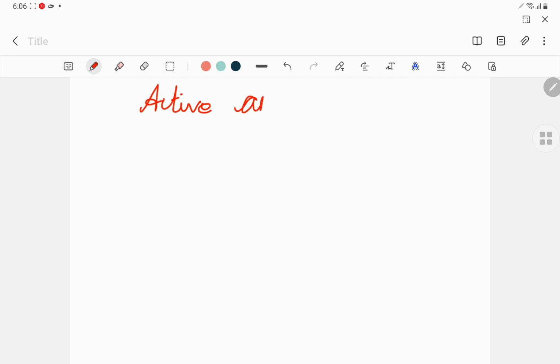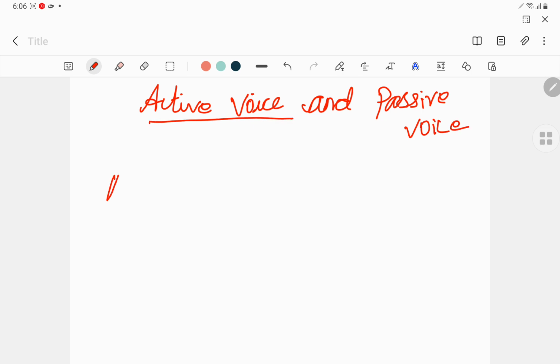Active voice and passive voice. So before that you want to know what do you mean by active voice, what do you mean by passive voice. Okay, so first you have an active voice here, is it? First you have an active voice.